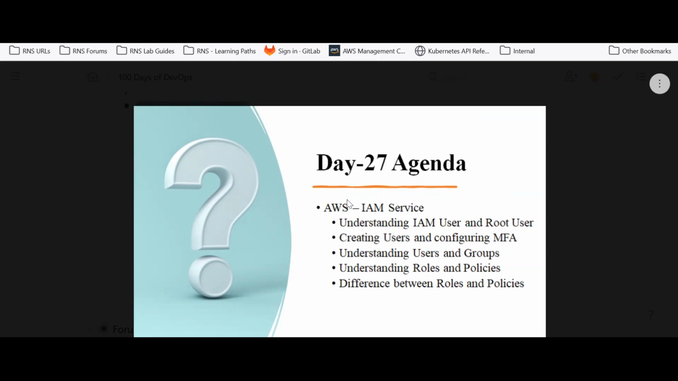and what the relation between roles and policies is. What is the difference between roles and policies? That understanding is very, very important. How do we implement policies, custom policies? And in which context do we use roles? About users, groups, roles, policies, and security credentials management and multi-factor authentication management, all these concepts you are going to get in today's agenda.